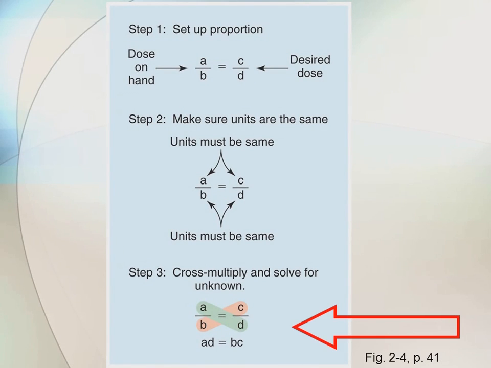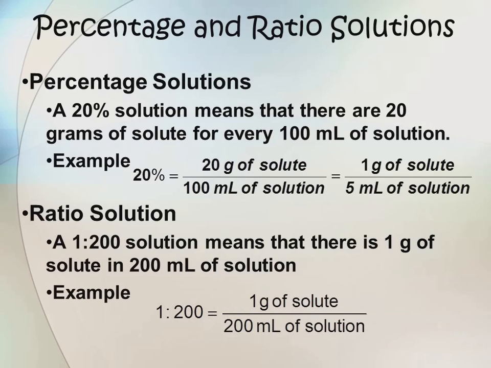That's the mechanism that we can use, but more commonly we would probably use the universal equation, and I'll get to that in a slide or so. Some solutions are percentage solutions, where 20% means there's 20 grams in 100 milliliters, or 1 gram in 5 milliliters. A ratio solution of 1 to 200 means there's 1 gram in 200 milliliters. So that's the way we would end up writing that.